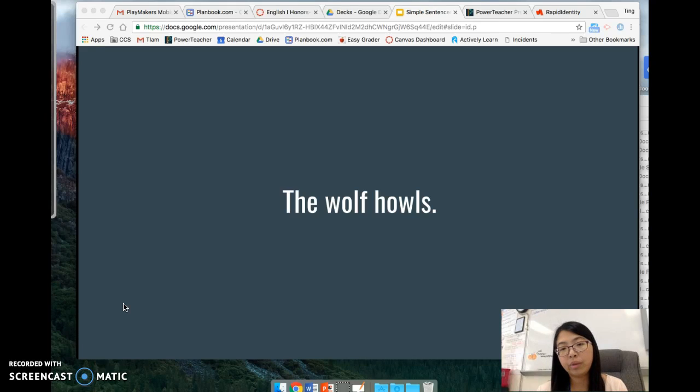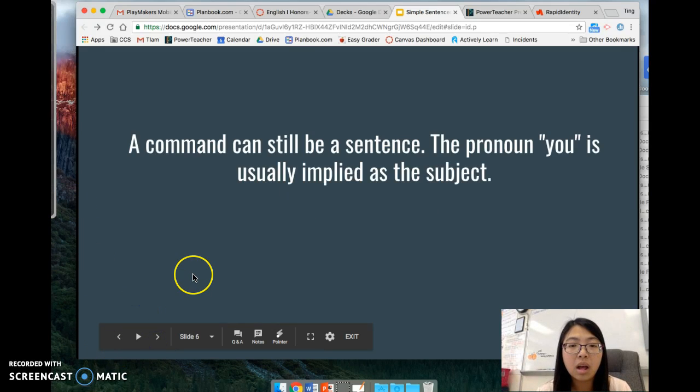All right, so looking at the sentence, you should have underlined the word howls, because that is the verb, that's the action. And then when you ask yourself who is doing the action or what is doing the action, it's going to be the wolf. That's your subject. All right, moving on to the next slide.